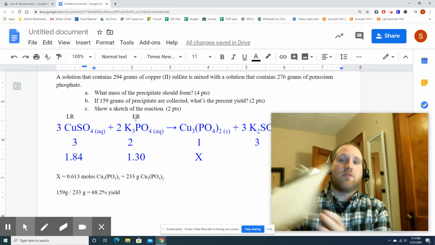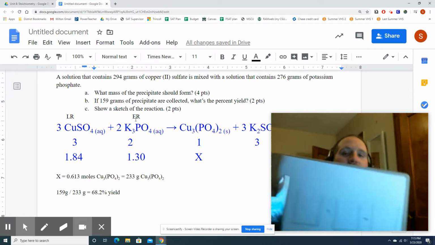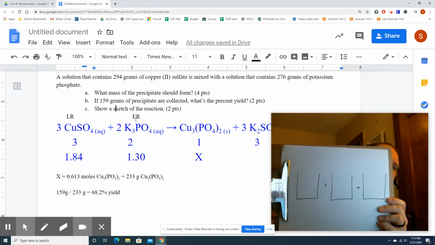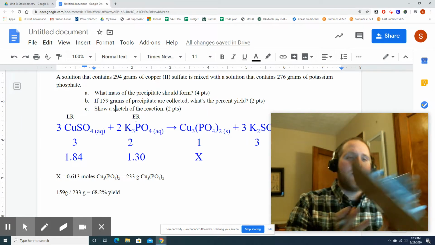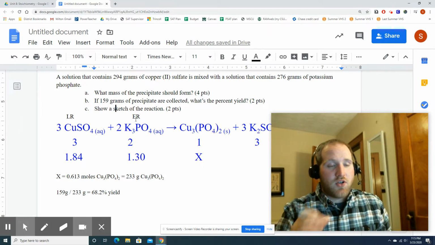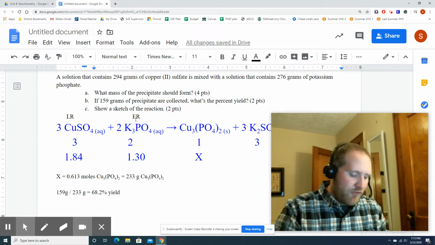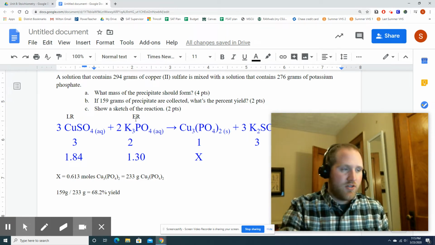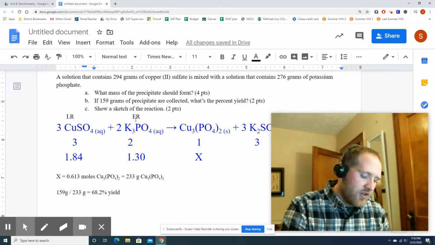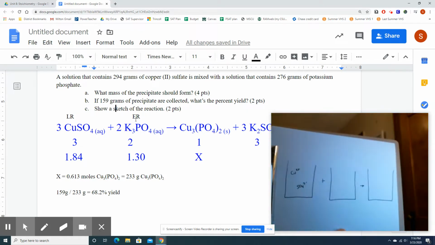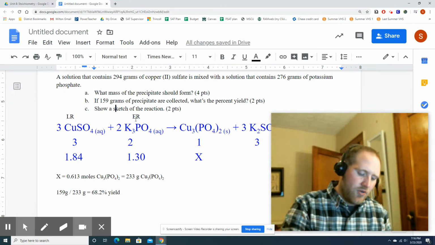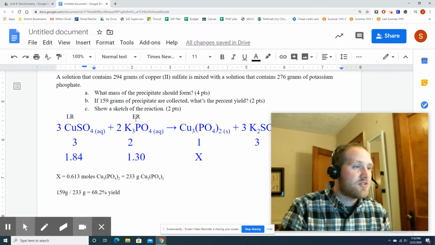Now remember, for sketching double replacements, we do beaker plus beaker yields third beaker. And the aqueous are split up into ions, and the solid is together at the bottom. So in my first beaker, you should sketch this along with me in your notes. In the first beaker, we have a copper ion with a charge of 2+, and a sulfate ion, SO4, with a charge of 2-, like that. In my second beaker, we have potassium, which is K+, and phosphate, which is PO4 3-.